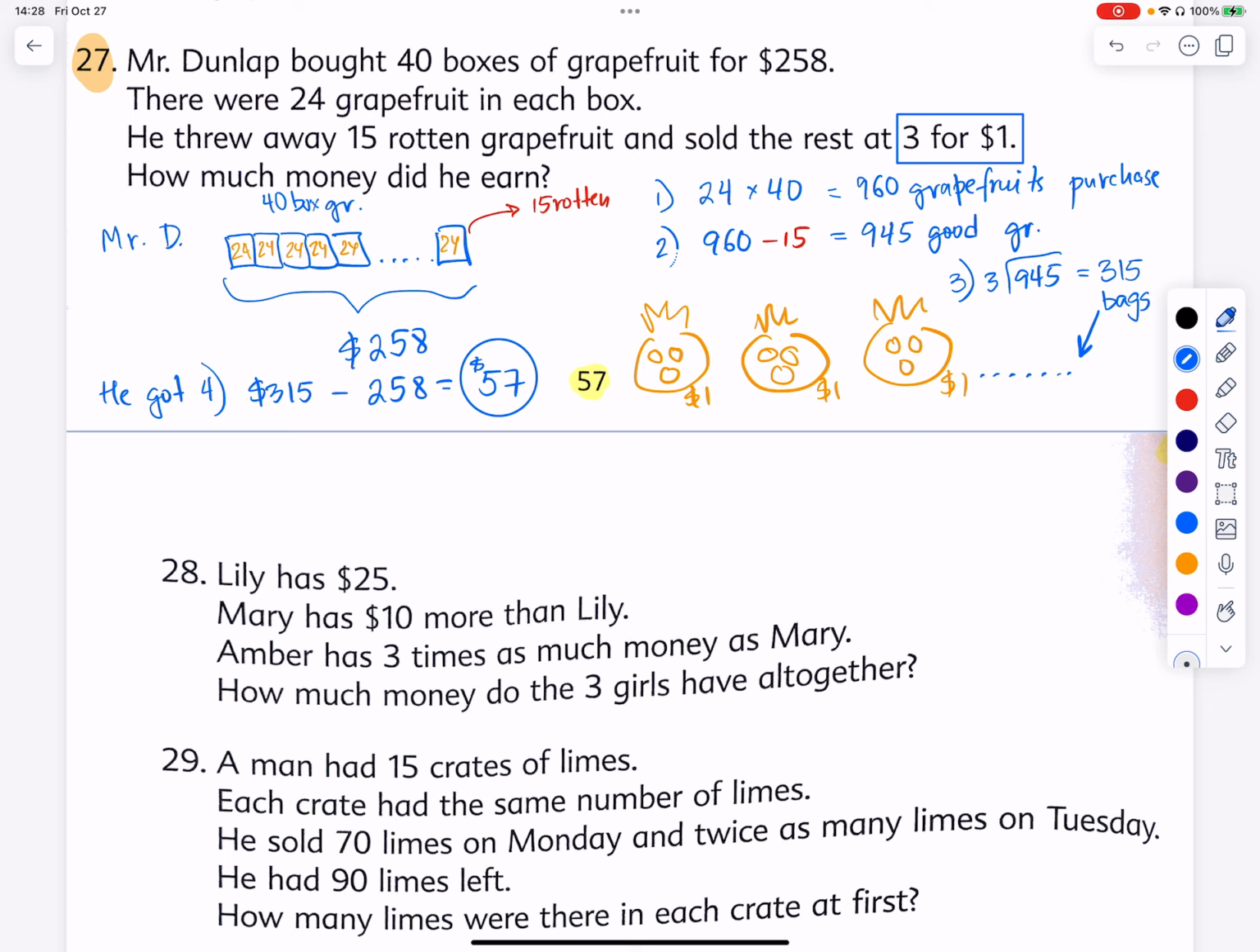He spent $258 to buy the grapefruit. He threw out some rotten ones, packaged them into bags of 3. Each bag was $1. He generated $315, and therefore 57 is his profit, we call it. Profit. Very nice to have profit.